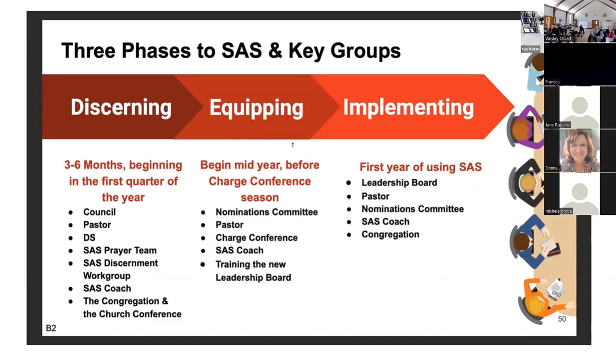Then if we make a decision that this is the path we want to try, we would begin planning for a charge conference vote. That would be thinking about who we would nominate to this, calling a special church conference where every member has a vote and making that formal decision. And then the training for those areas.